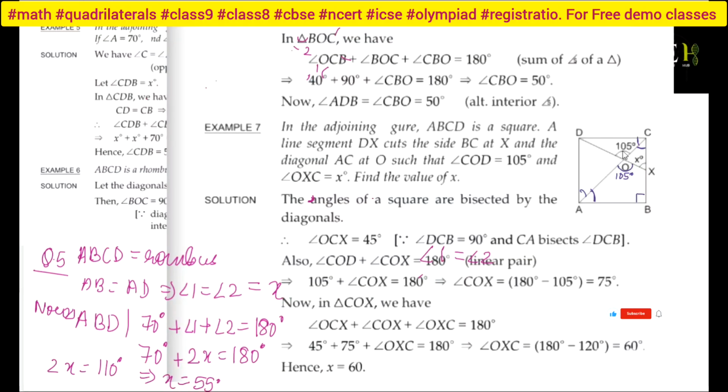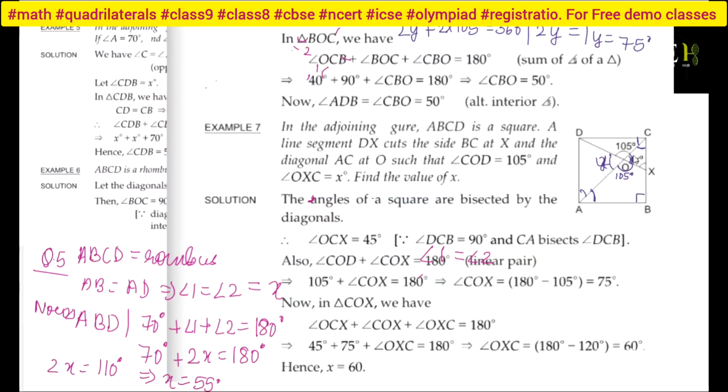Angle in this figure, see, 105 and 105, vertically opposite. Now this one is x, sorry, x is already used, so I say this is y and this one is also y. So 2y plus twice 105 is equal to 360 degrees, right? Because at a point they are forming. So 2y will be how much? 360 minus 210, so y will be 75 degrees.